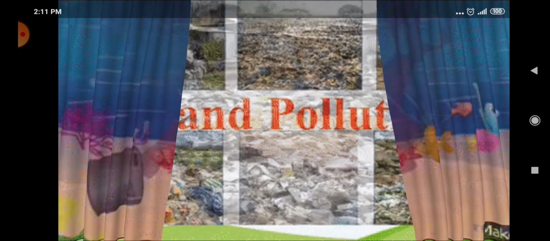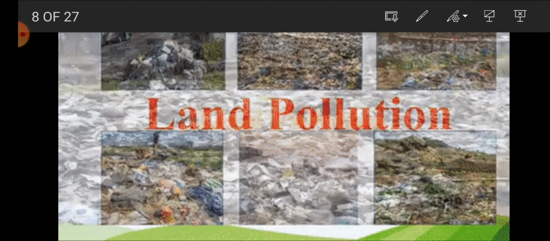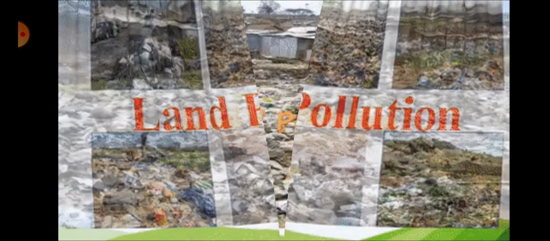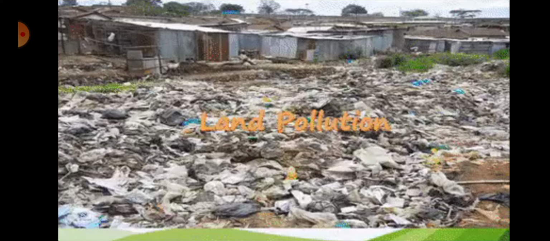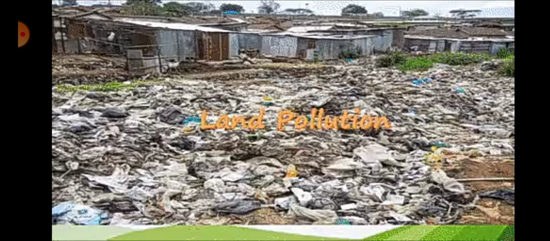And many industrial wastes we are throwing in the oceans will affect marine life. And also land pollution: any undesirable material like plastic, pesticides, insecticides, polythene will lead to soil pollution. Soil pollution also changes the composition of the land.